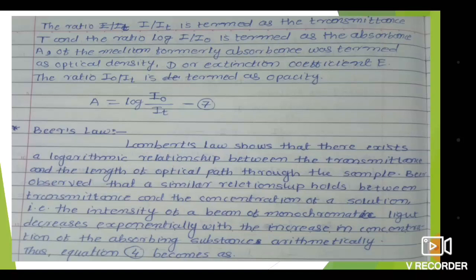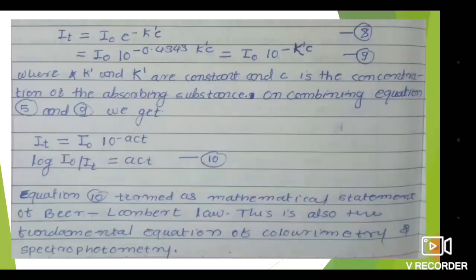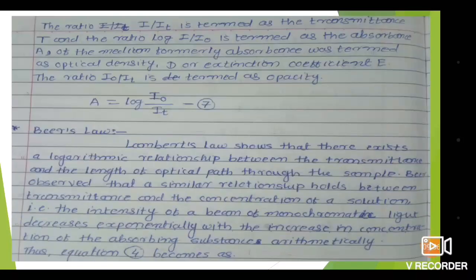So A is equal to log of I0 upon IT. What is log I0 upon IT? It is termed as the absorbance A of the medium. Formerly absorbance was termed as optical density, that is D, and extinction coefficient, that is E. The ratio I0 upon IT is termed as the opacity. So it is known as opacity or absorbance. So A is equal to log of I0 upon IT, equation number 7.